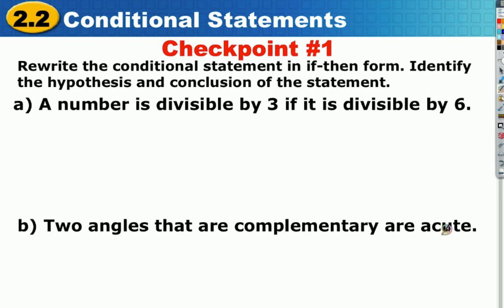So let's see how we did. Part A, what was the if-then form of that? Should be feeling confident at this point to be able to share out. We'll start with Alyssa and then Janae. What'd you put, Alyssa?